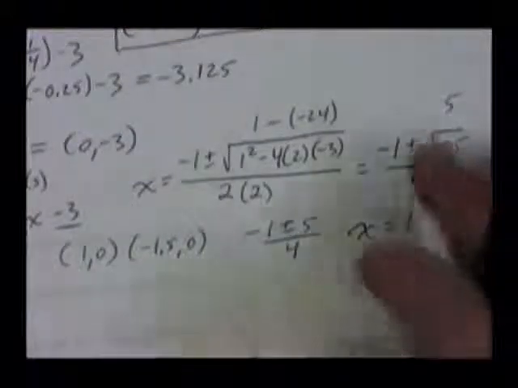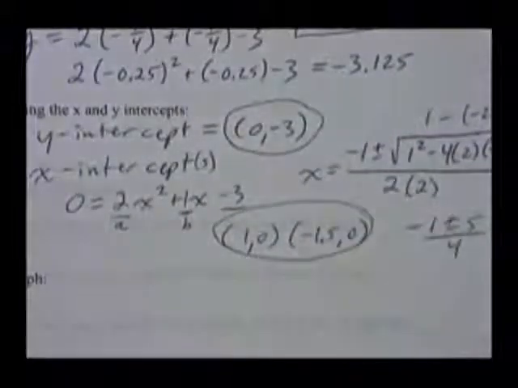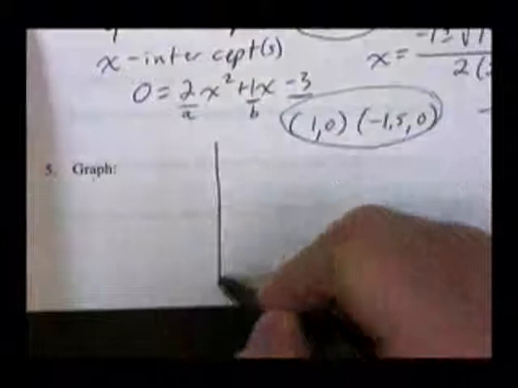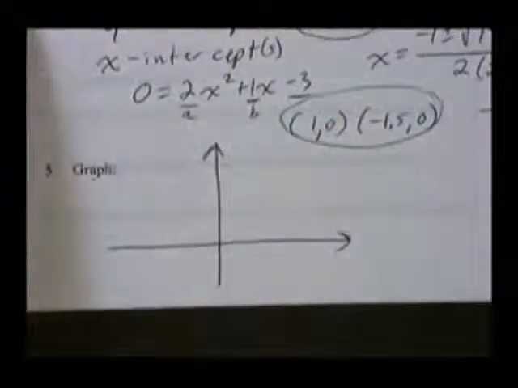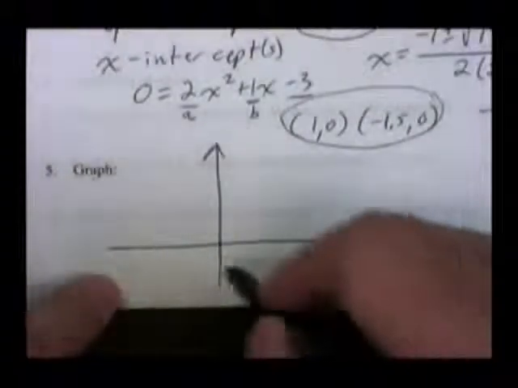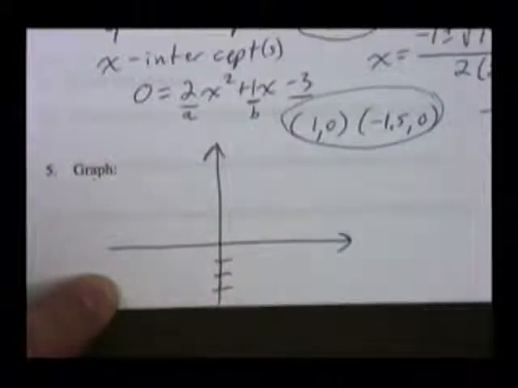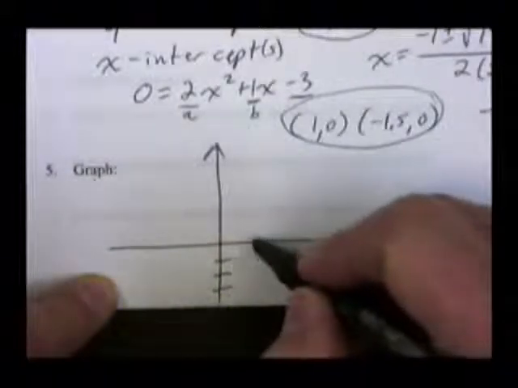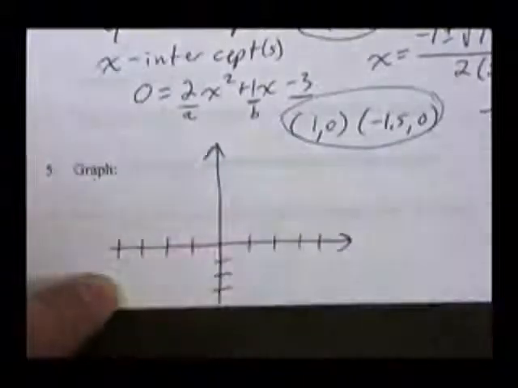All right. Now, the last thing I want to do, now that we've got all those values, is use all of those to graph that parabola. So let me put in a graph here. All right. And let's see, I have negative 3 down there, and I'm going to go out 1, 2, 3, 4, and 1, 2, 3, 4.